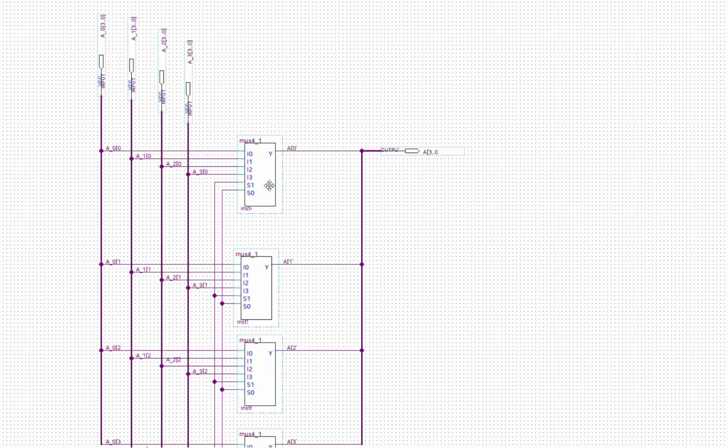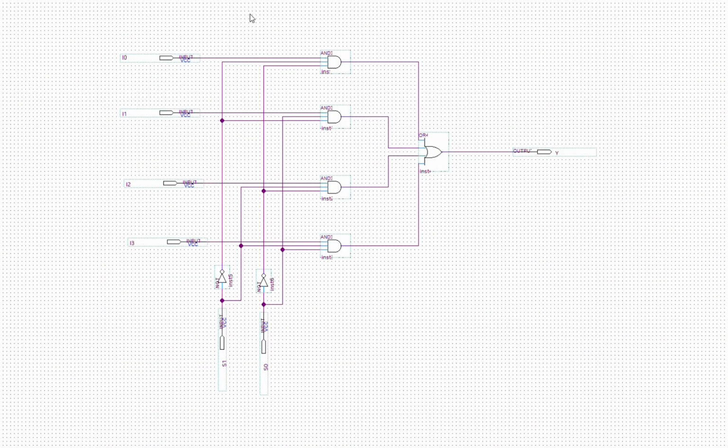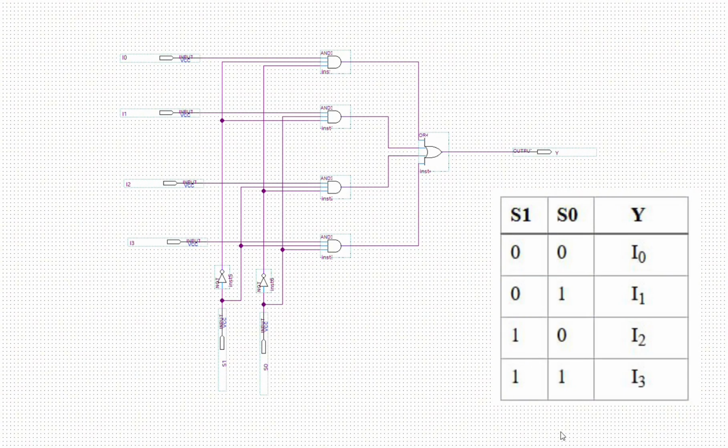First, let's look at the 4-to-1 multiplexer. A 4-to-1 multiplexer has 4 inputs and 1 output, controlled by two select lines, S1 and S0. To build a 1-bit 4-to-1 multiplexer, we use 2 NOT gates, 4 AND gates, and 1 OR gate. Based on the truth table, only one input is selected depending on S1 and S0.